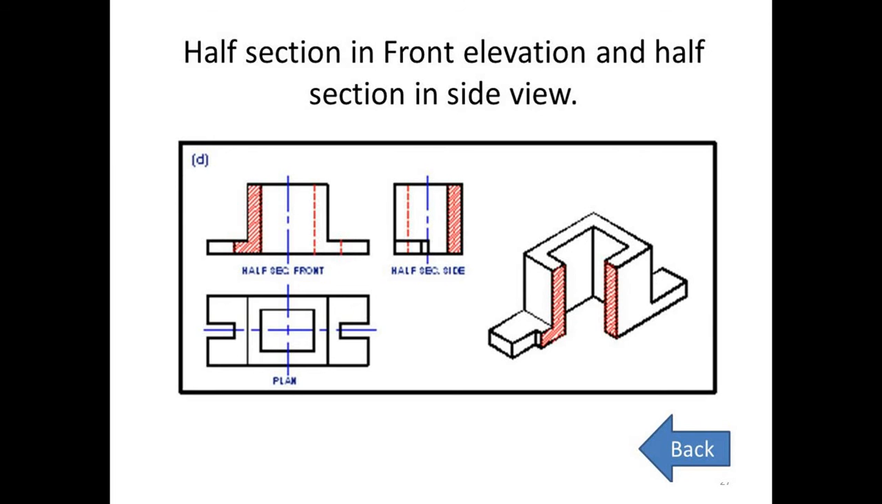The main difference between full section and half section is that in a full section only one cutting plane is there, which is a straight plane. In the case of half section, two cutting planes are there which are 90 degrees to each other. And apart from full section, half section is used for clear indication of the inside as well as outside portion.